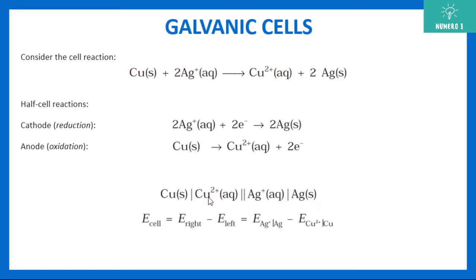Okay. Now, for this cell, if you want to calculate your cell potential, simply write E cell is equal to E right minus E left. Okay. So Ag is here on the right hand side. So it becomes E of Ag+/Ag minus E on the left hand side, which is Cu2+/Cu. Okay, this is how you calculate your cell potential. Please make a note of this. Very important.